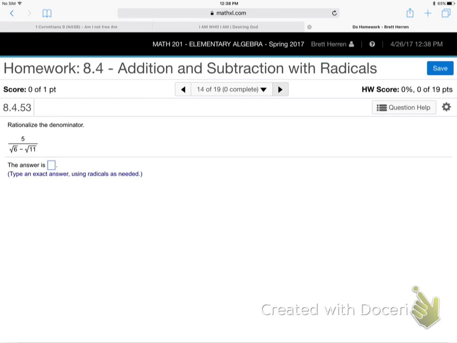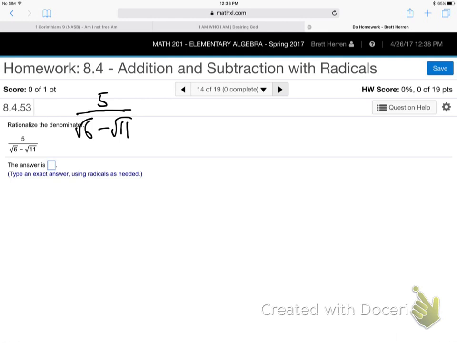5 over root 6 minus root 11. This one's going to present a little bit of an issue. Okay, 5 over root 6 minus root 11. So I have that fraction.